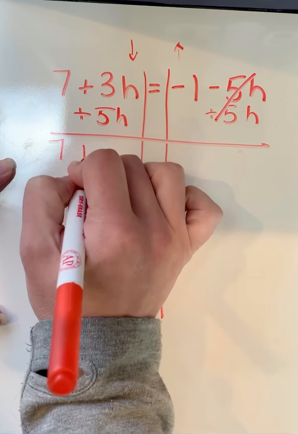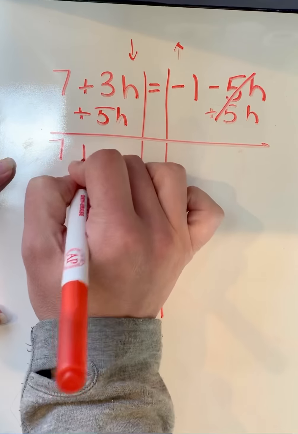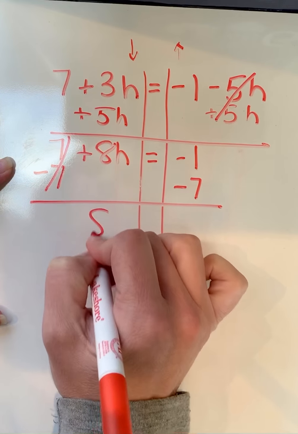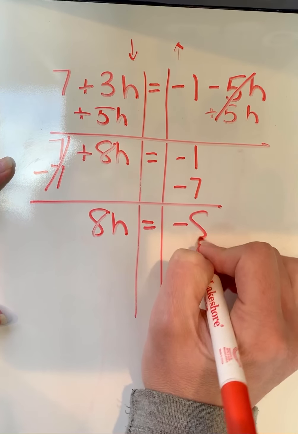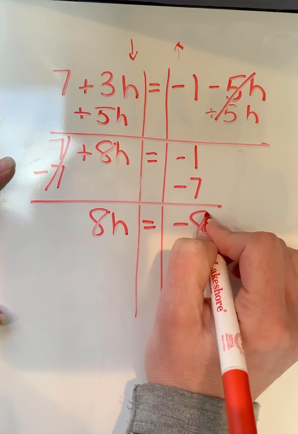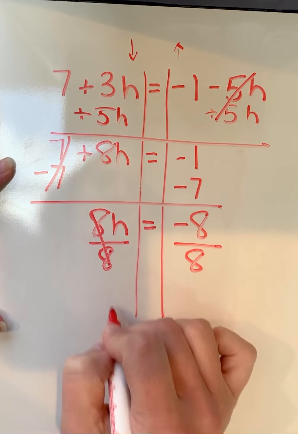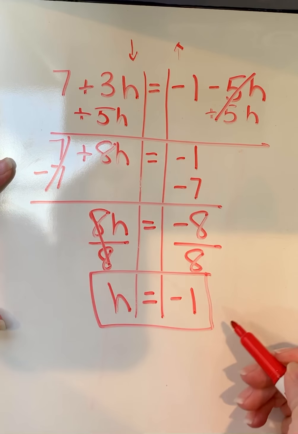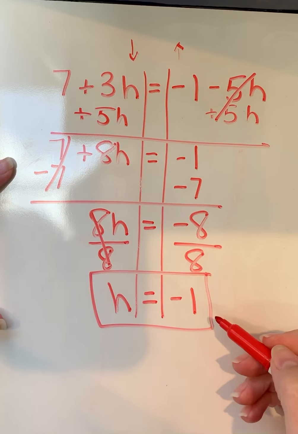So now I have 7 plus 8h equals negative 1. And now you just have a regular two-step equation. Nice and simple. 8h equals negative 8. Same signs, add and take the sign. Divide by 8. h equals negative 1. And remember, you could always check it over by just plugging in negative 1 for h. Okay?